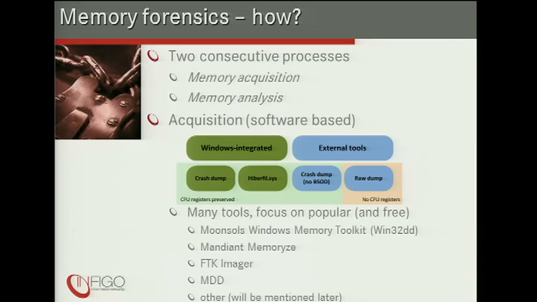How do we do memory forensics? Well, it has two consecutive processes. The first process is collecting the memory image, or memory acquisition, while the second process is memory analysis, or analyzing this image and trying to find some OS artifacts. Regarding memory acquisition, from a software perspective, it can be done in two ways. The first way is to use some third-party tool, and the second way is to use Windows integrated methods. One of the methods is to read the hibernation file.